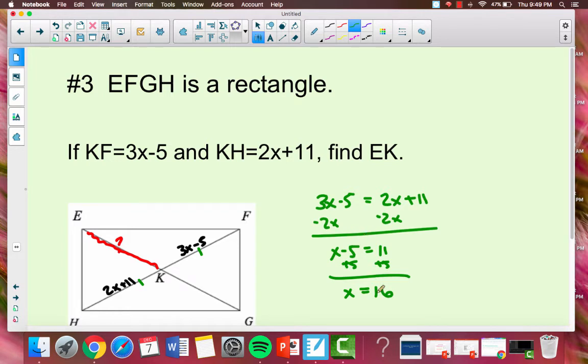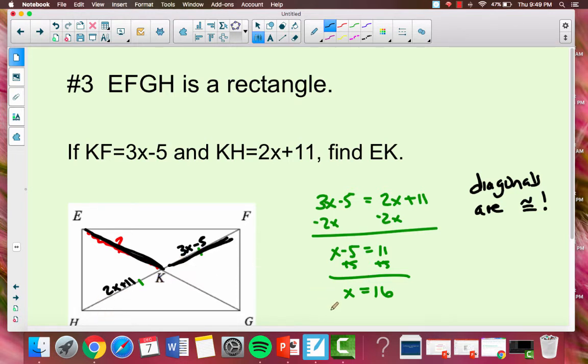That way I can follow what you did. So we got x was 16, but that's not what they wanted. They wanted what EK was. Well, remember that in a rectangle, diagonals are congruent. This is important. So that means that this portion here has to be the same as these. So it might have to be the same as this one or this one.